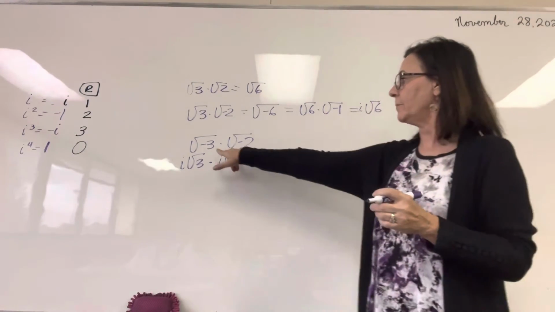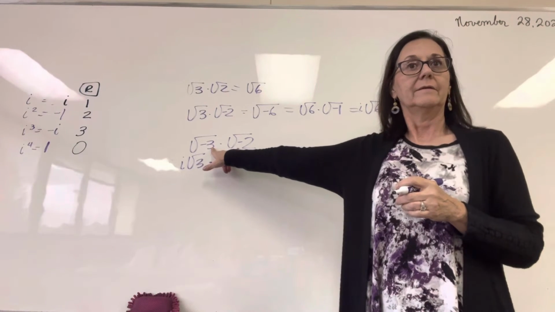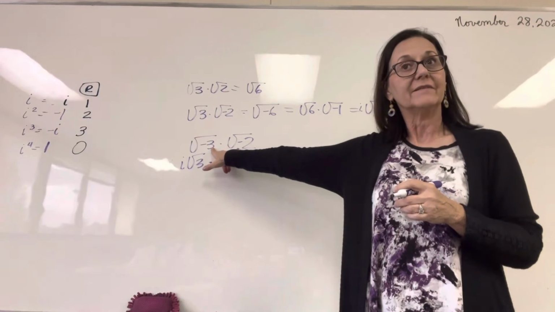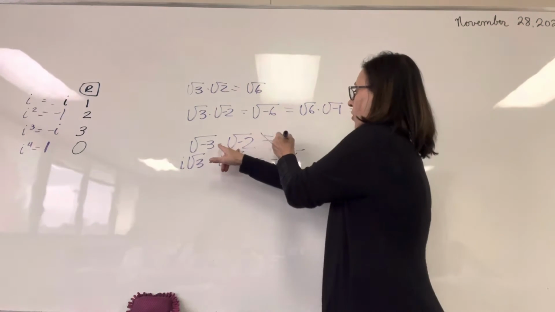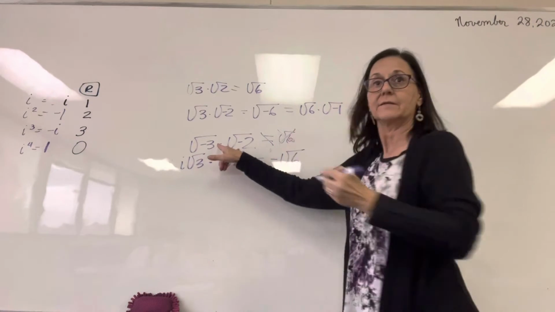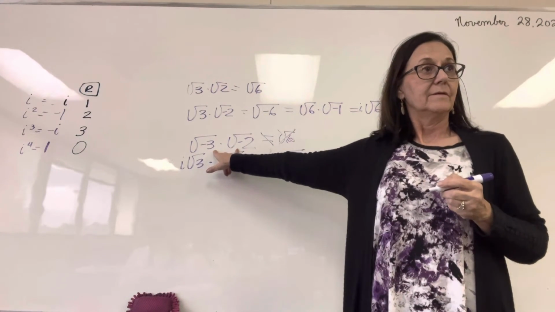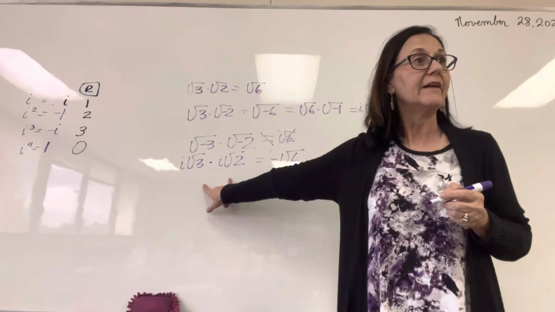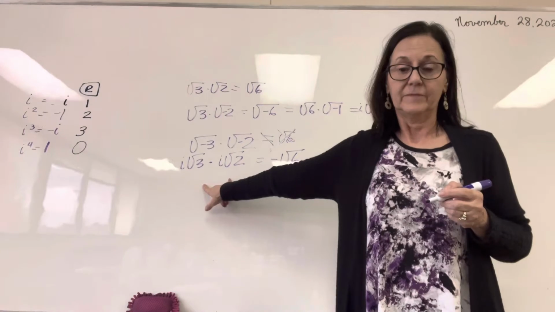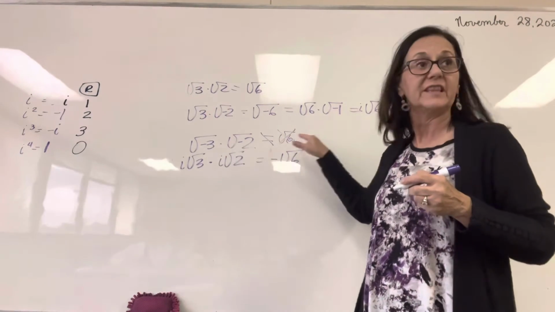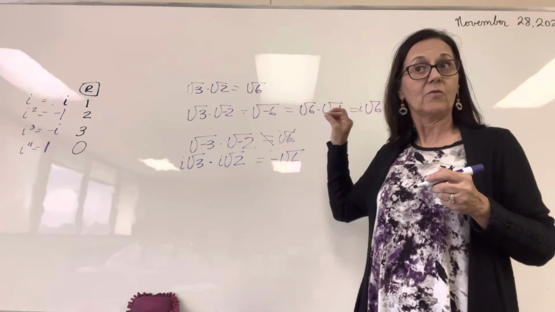You cannot multiply two different negatives underneath because what do you get? A positive. This does not equal the square root of 6. You have to pull out the i first. Does that make sense? Do you see how this is different than what you would think? Does everybody grasp that?